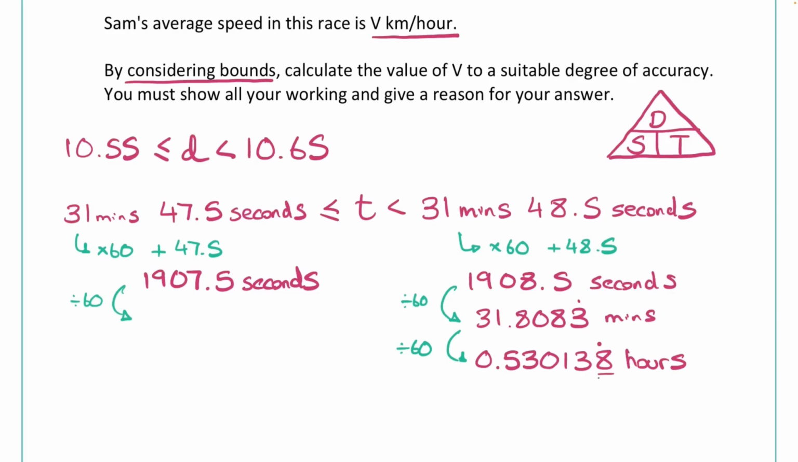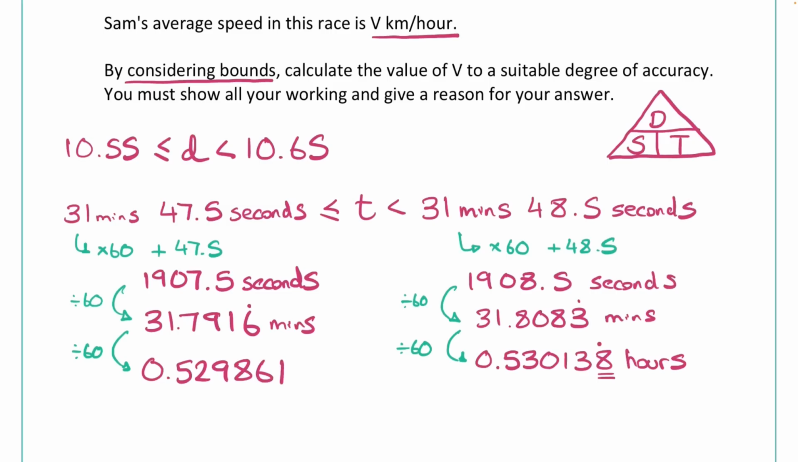We do have this recurring 8 at the end, which is a bit of a pain because we're going to have to try and type that back in using the recurring decimal button. It's not the end of the world if you don't, because it's in the 6th decimal position. It's not going to be awful. But let's do the other one. 1907.5 divided by 60. That comes out as 31.7916, another recurring decimal there. Minutes, I'm going to straight away though divide by 60 again. And when I divide by 60 again, we get 0.529861, and that is in hours. There we go, and that is the decimal at the end.